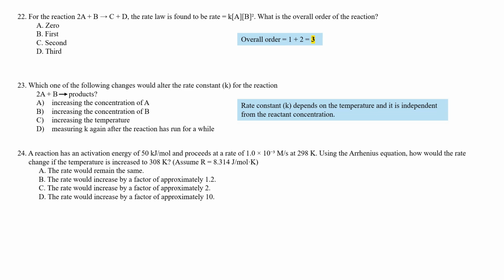Using the Arrhenius equation, we need to calculate how the rate would change if the temperature increased from 298 Kelvin to 308 Kelvin. So let's apply the Arrhenius equation. This is the Arrhenius equation for two different temperature values. Let's apply the values. The Ea value 50 kilojoules per mole becomes 50,000 if we convert into joules, divided by R times T1 minus T2. T1 is 298, T2 is 308.